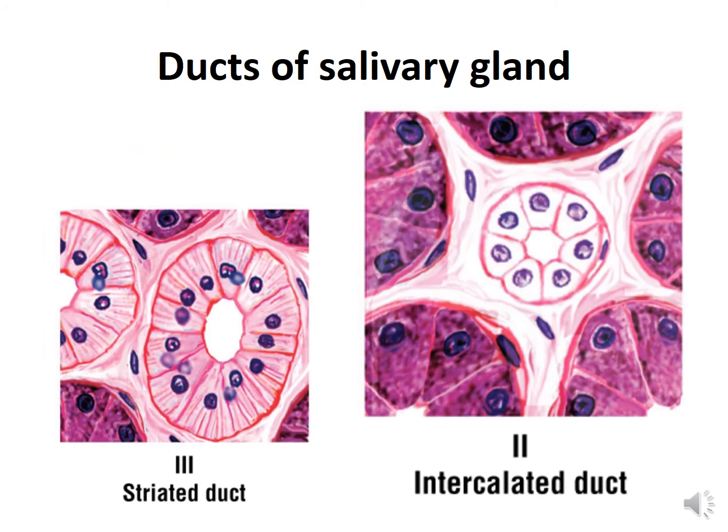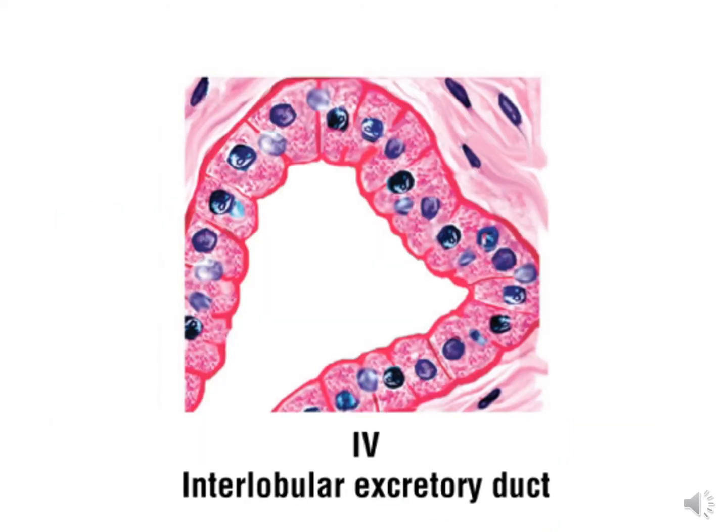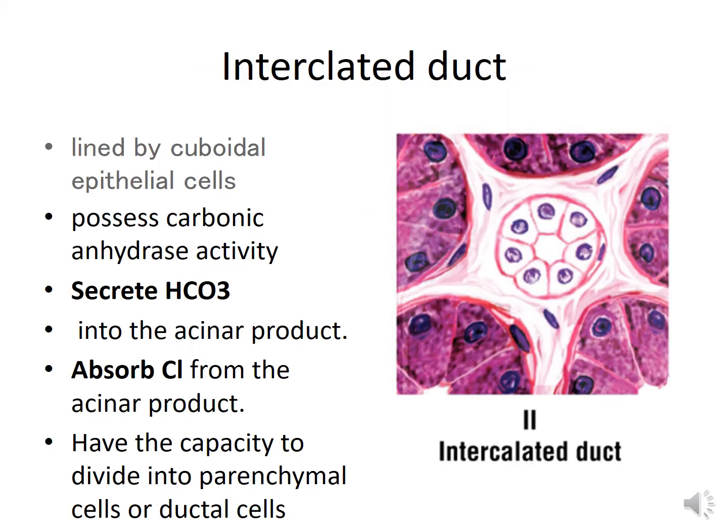So here you can see that the intercalated duct lies between the serous acini. Look at the size, and it is lined by cuboidal cells. And these are the striated ducts. These are lined by columnar cells, but their nuclei lie in the apical region, while the basal region of the striated ducts shows basal striations. This is the interlobular excretory duct, lined with either cuboidal epithelium or stratified cuboidal epithelium. Then the features of the intercalated duct.